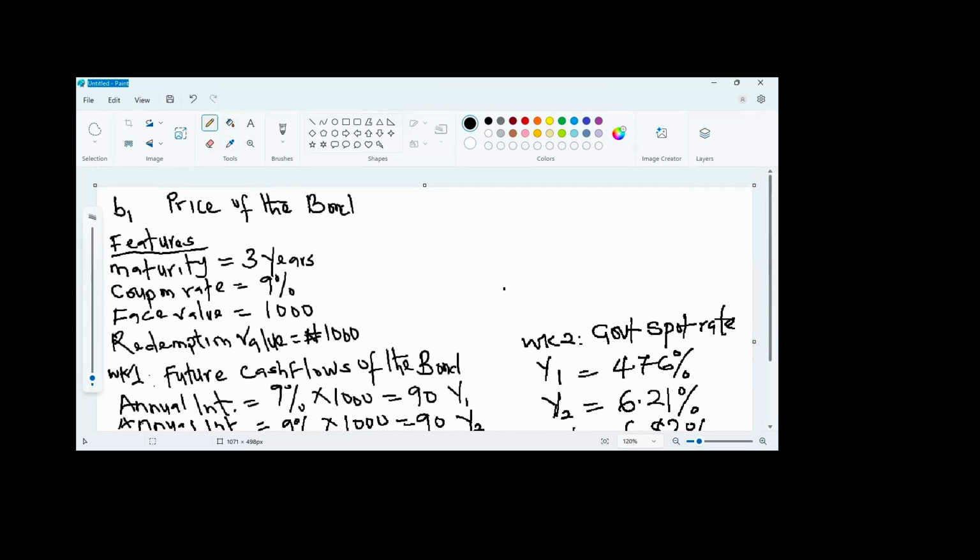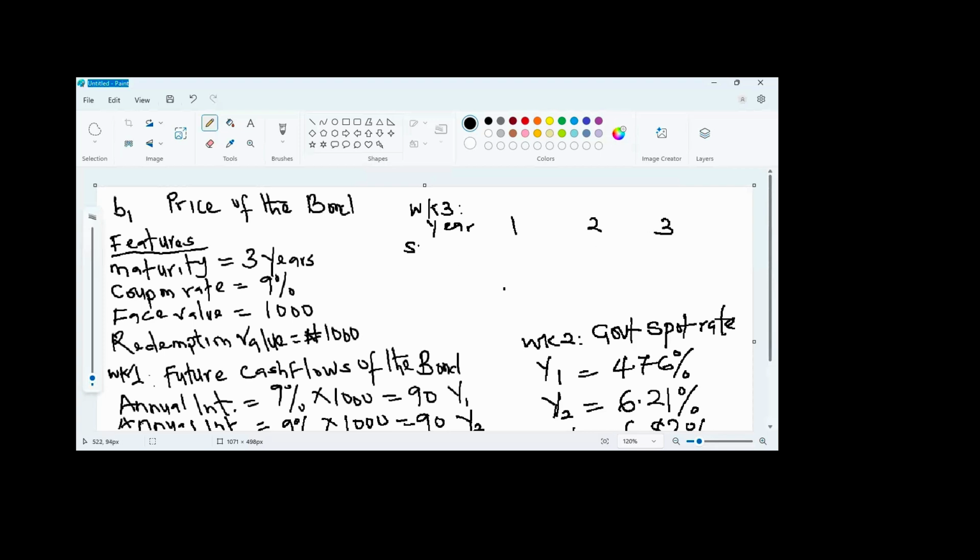Now you have gotten the default risk, we have gotten the government spot rate. I can get the discount factor. Let me take that as working three. I can get the discount factor, working three. Let me take the year like this. I have my year: year one, year two, year three.